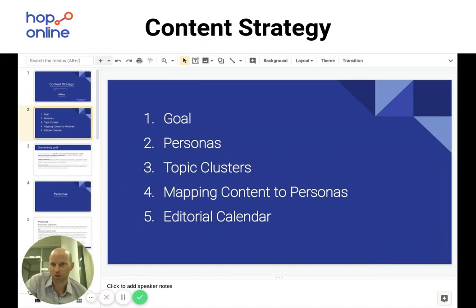And so we have, first of all, the goal that we want to achieve with content marketing, the unique buyer personas that we've created, and these are the people that we want to write for, different topic clusters, the mapping of the content to those personas, and then finally an editorial calendar, which is really a roadmap of content topics that we want to write about for roughly 6 months out.